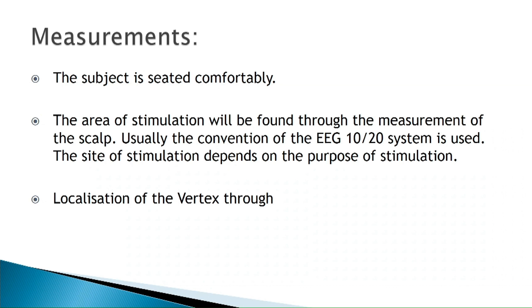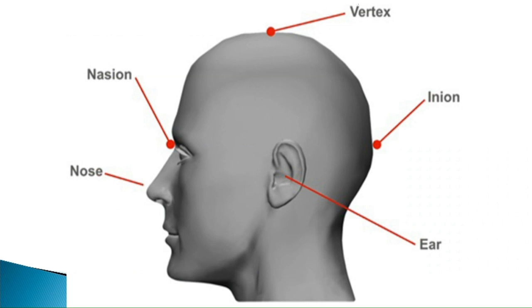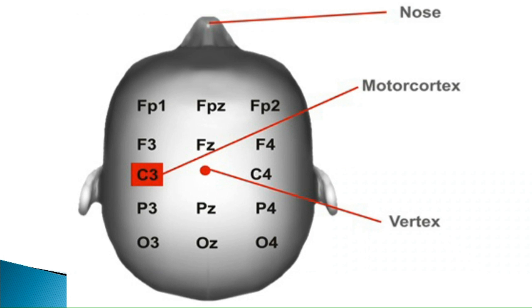The localization of the vertex is through measuring the distance from the nasion to the inion, and also measuring the distance between the preauricular points. As this figure shows, this localization is very important to apply. This is what is called the 10-20 system, which is very important to localize the site of stimulation.